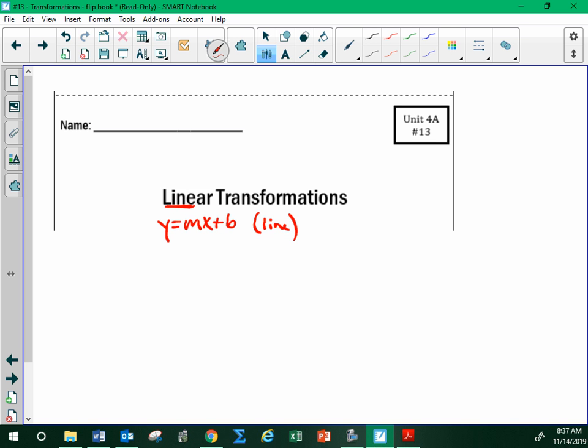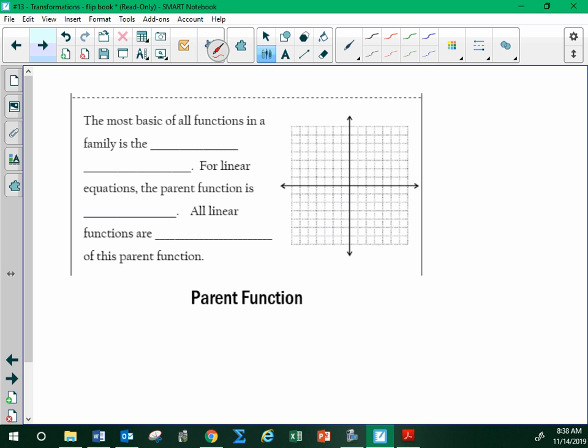So we look at the different types of transformations that we have today. So go ahead and open up that first flap. So our first thing we want to talk about is a parent function. The parent function is our starting point. It's like the original function. It's the most basic of all functions in the family. When we take this function, we call it a family of functions, all the possible ways we can move it. So the parent function is like your starting point.